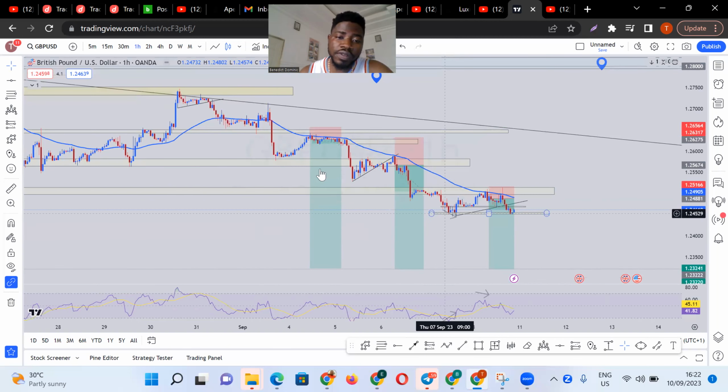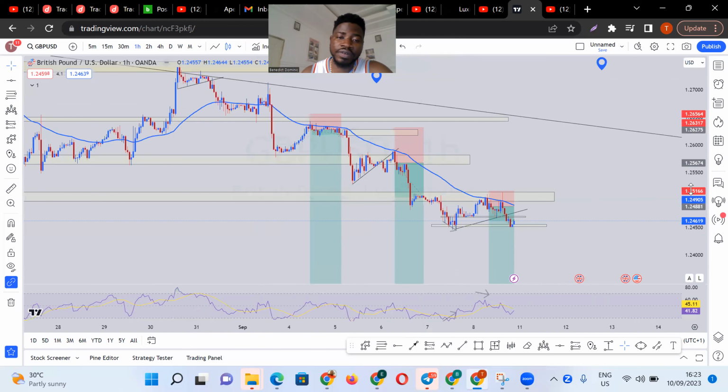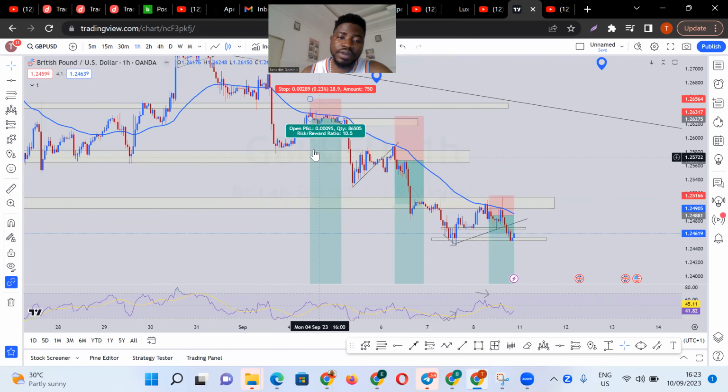So during London session, what time is that? We had that engulfing candle right there. That engulfing candle, which time is this? This is 12 o'clock. For a New York session, I entered my first trade.